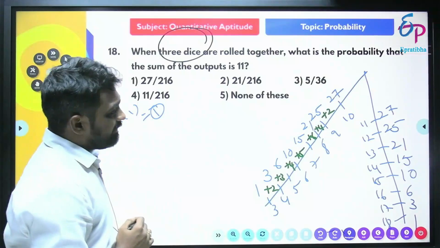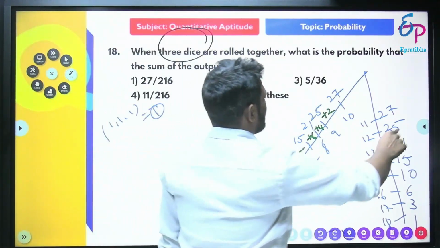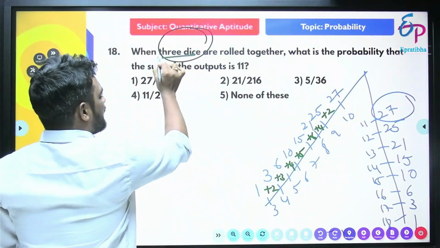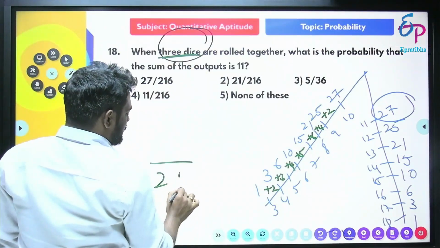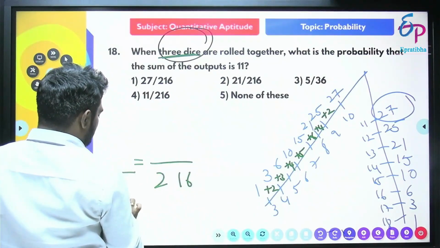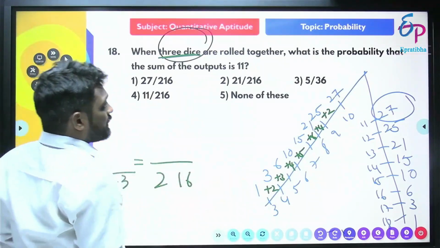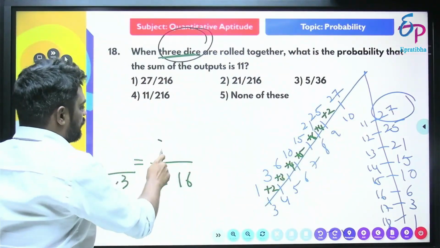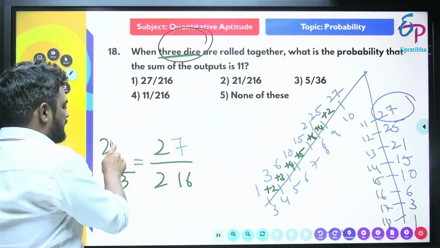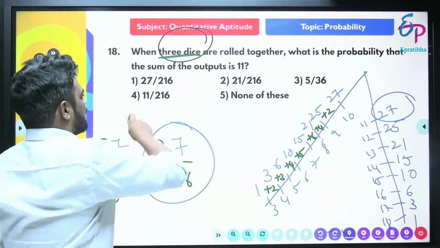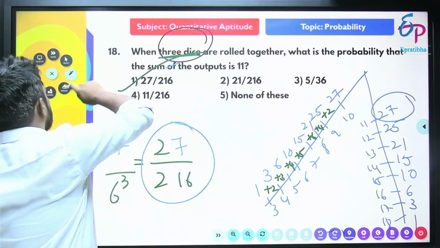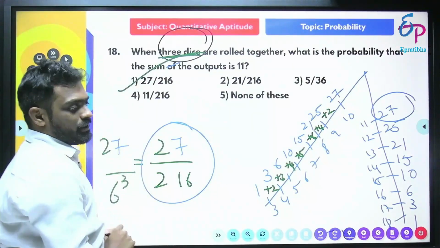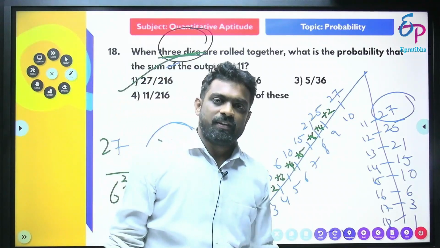Output is 11. Where exactly the 11? 27. Right? Exactly. The total number of outcomes whenever 3 dice are rolled, 6 cube means 216. Favorable: sum should be 11. How many times is it? 27. 27 outcomes. So 27 by 216. Where exactly the 27 by 216? Option number 1 should be the solution for the given question.